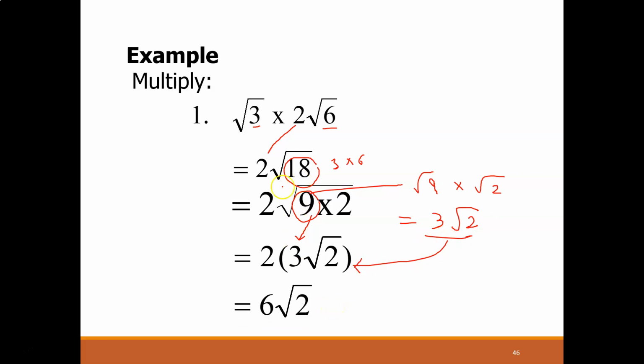Okay, so that 2, you just keep it there. It remains there. So now you have 2 times 3. 2 times 3, you get 6. And the surd 2, you cannot simplify it more. Just write it down there. Okay, so this is it, the final answer.